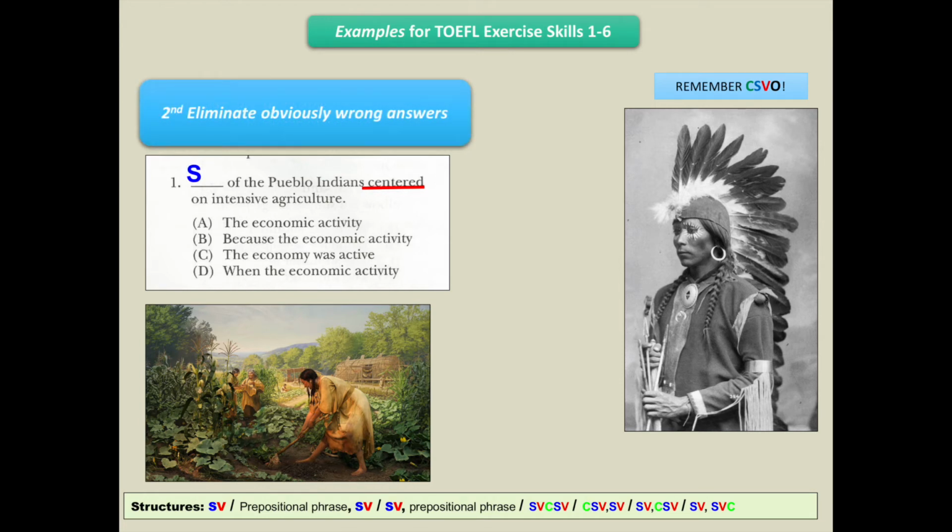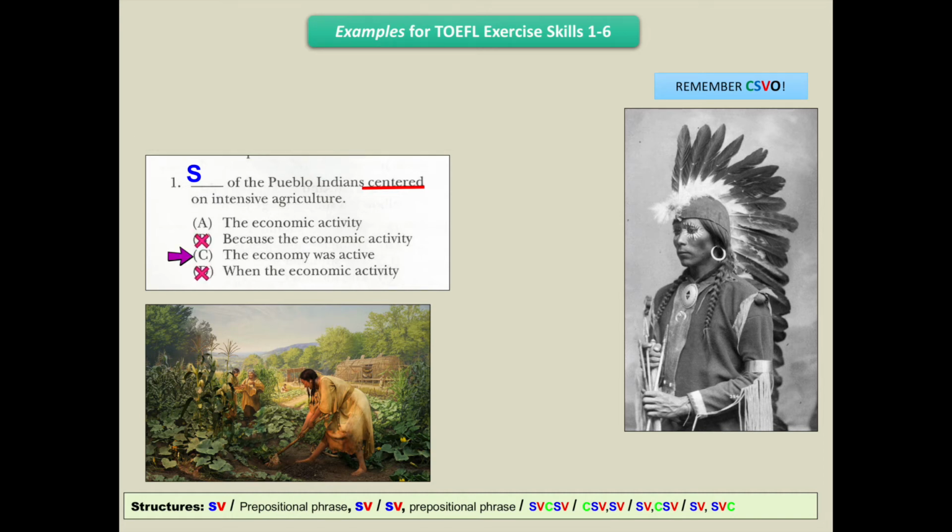Now let's eliminate the obviously wrong answers. Both boy and dog have connectors. We do not need a connector because we only have one clause. So boy and dog are not the answer. Cat has a verb. We do not need a verb, so that is not the answer. Therefore, our answer must be A.